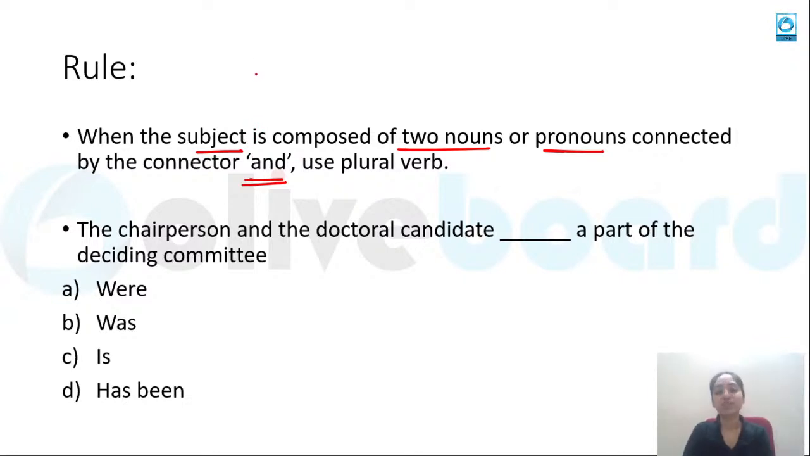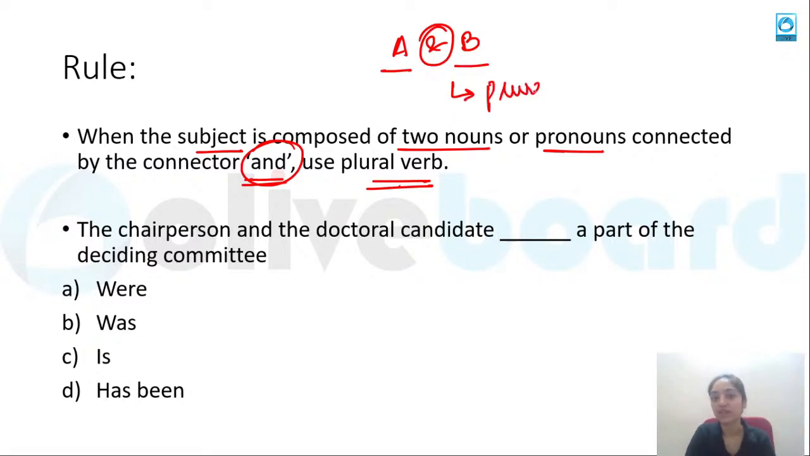So when the subject is composed of two nouns or pronouns and that subject or those subjects are connected using the connector and, that is the conjunction and, we use a plural verb. So when we are connecting two subjects using this connector and, this will make the subject plural.